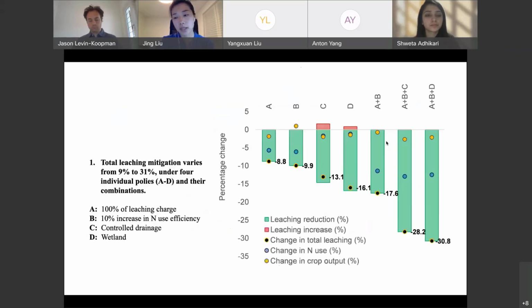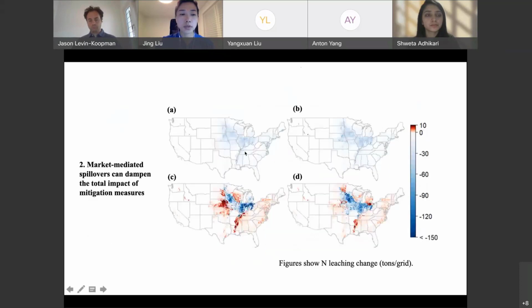This is the national total mitigation, but at a grid level, because we're doing this fine scale modeling, we can show at very specific locations what the mitigation will be. And this red color just shows some spillover effect, because you're not targeting those areas, and those areas will take advantage of some response to the market at the macro level to make some different production decisions.